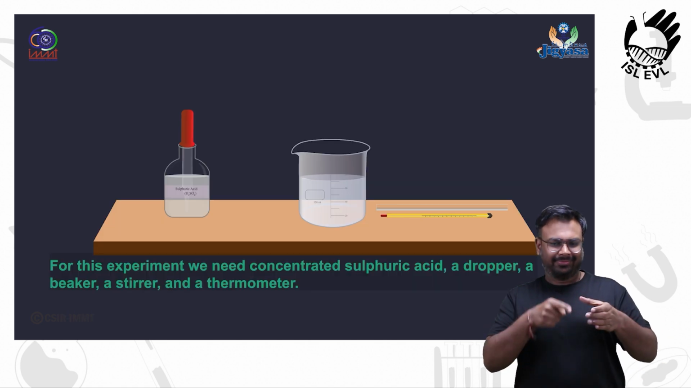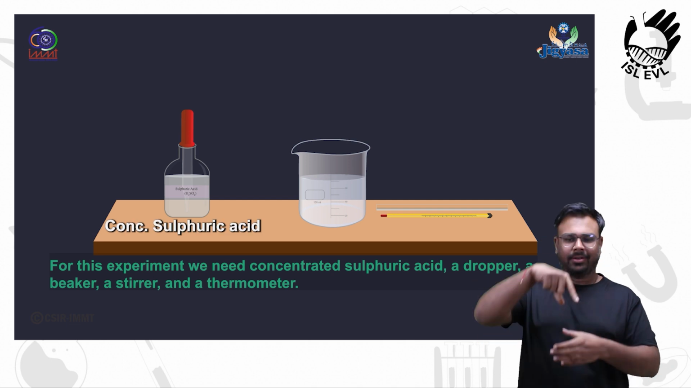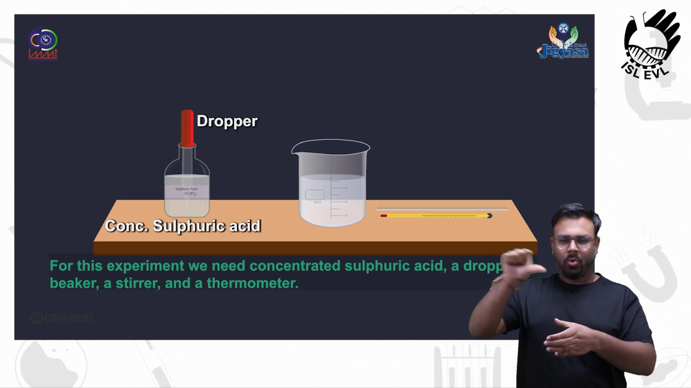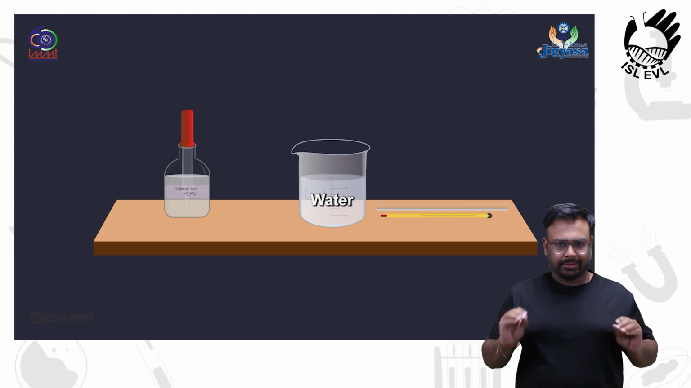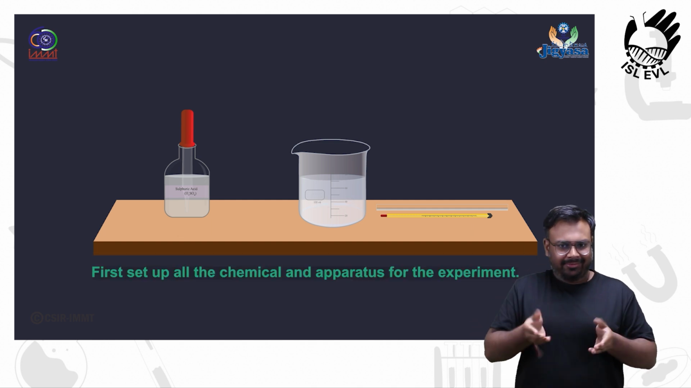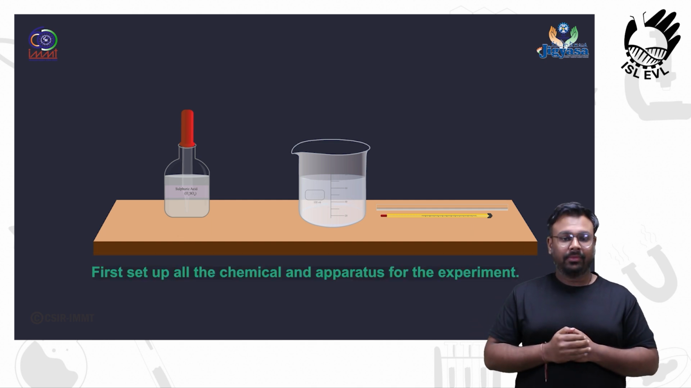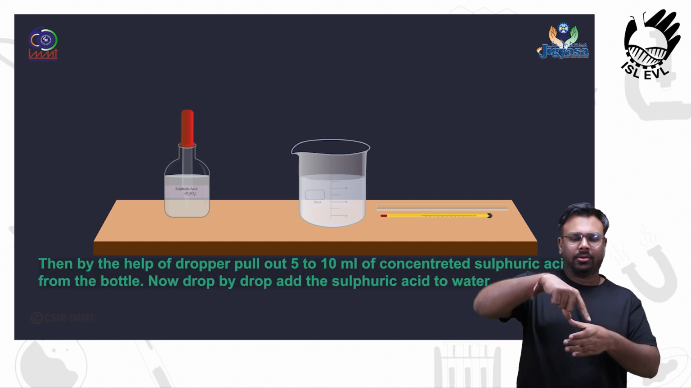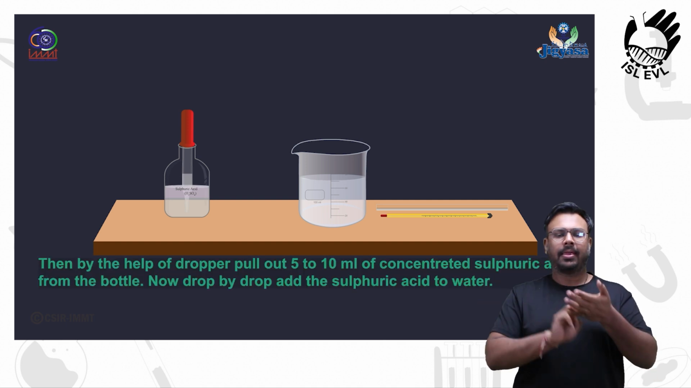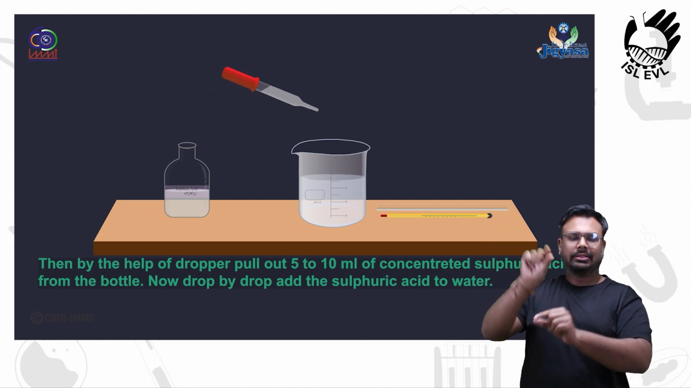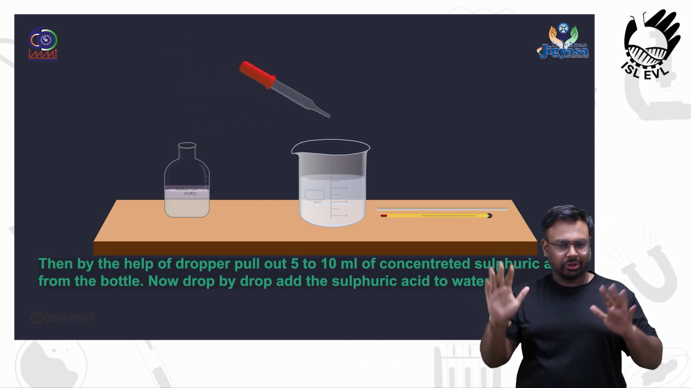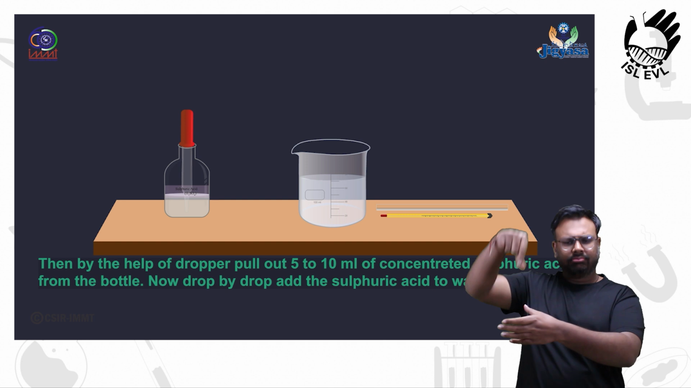For this experiment, we need concentrated sulfuric acid, a dropper, a beaker, a stirrer, and a thermometer. First, set up all the chemicals and apparatus for the experiment. Then, with the help of the dropper, pull out 5 to 10 ml of concentrated sulfuric acid from the bottle. Now, drop by drop, add the sulfuric acid to water.